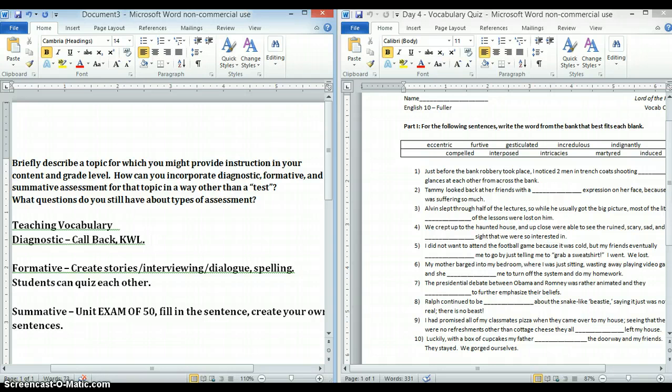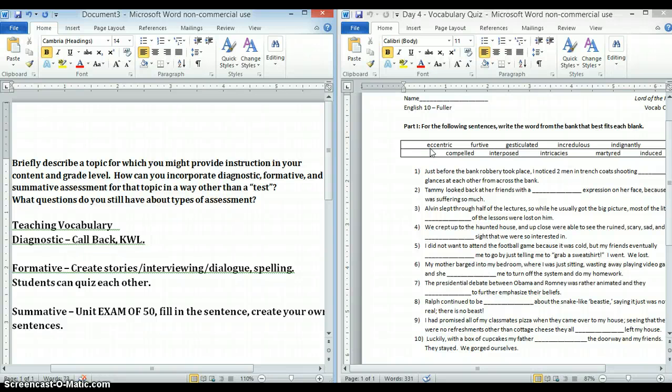Another technique I like to use, as you can see here on the left side, is a callback method. Say I have a list of words over here on the right, and I'll say eccentric, and then all the students will repeat eccentric, and then we'll go down the line, furtive, and they'll all call back with furtive. That way they're exposed to the language of the word, they're hearing it, and they're saying it properly. In terms of formative assessment, there's a variety of techniques that you would be able to use.